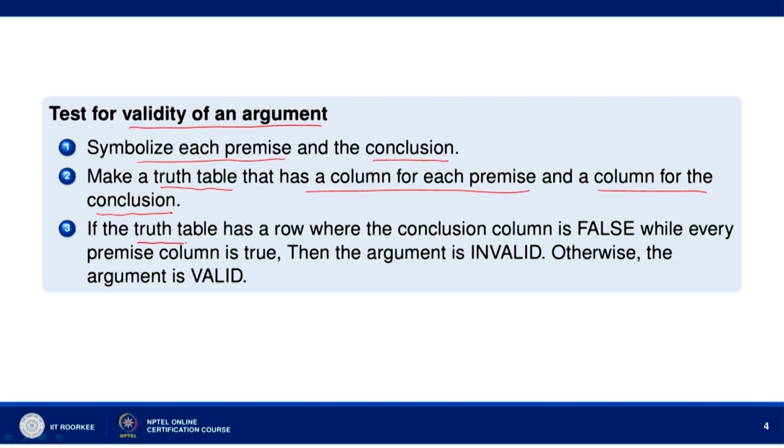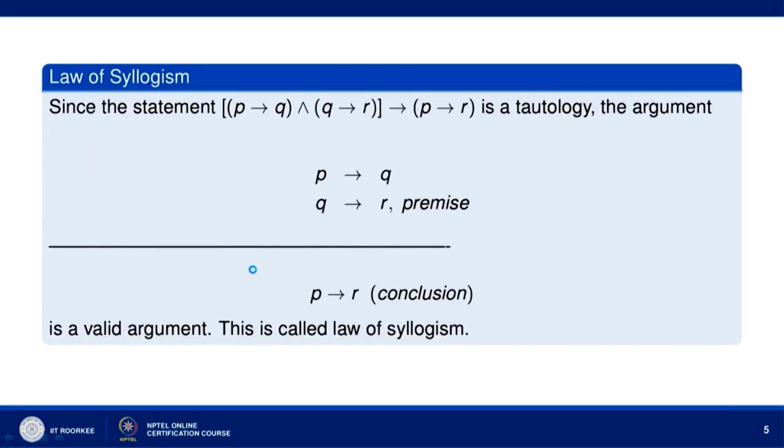Now, if the truth table has a row where the conclusion column is false, while every premise column is true, then the argument is invalid, otherwise the argument is valid. Now, let us look at the law of syllogism.